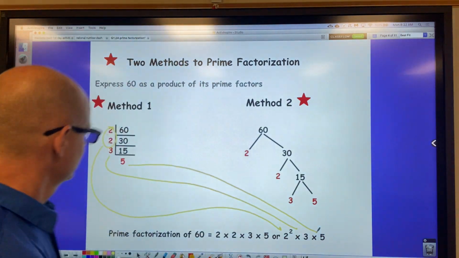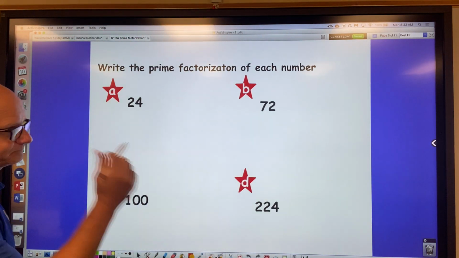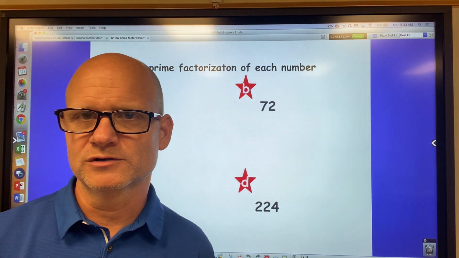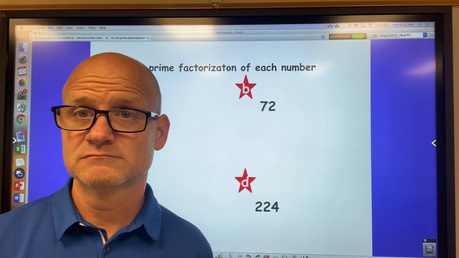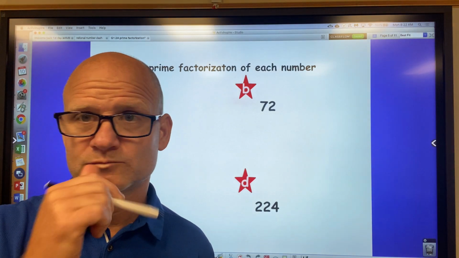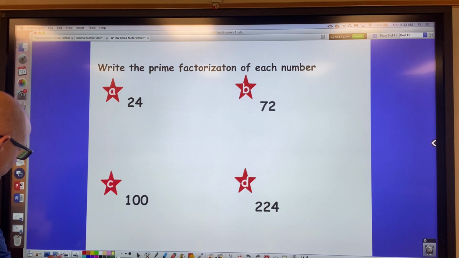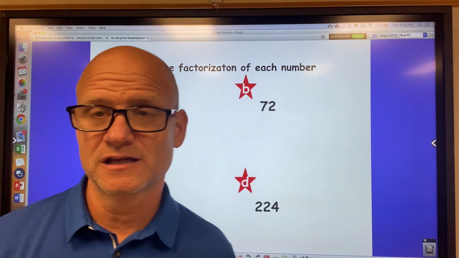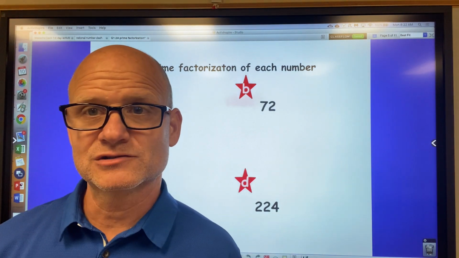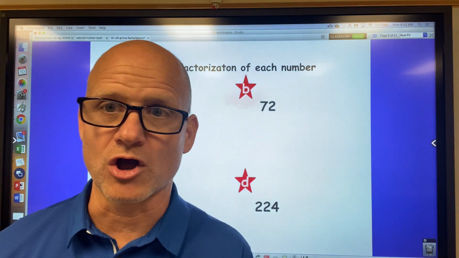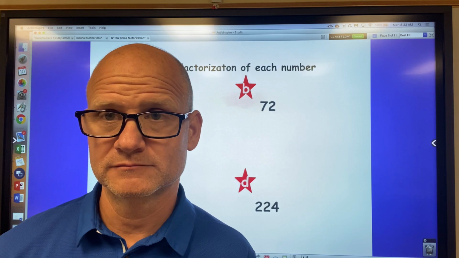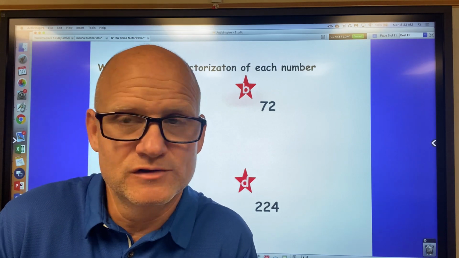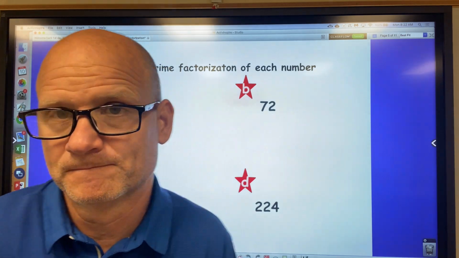Okay. I don't think we have anything else. Let me just see. Oh, so let's just do some practice problems. So in your composition book, write down these 4 problems and prime factorize them. Use either method. If you need to, go back and look at the 2 methods. And remember, you keep factoring and factoring and factoring until each of those numbers are prime. Then that branch of the tree is done. You can't factor anymore.